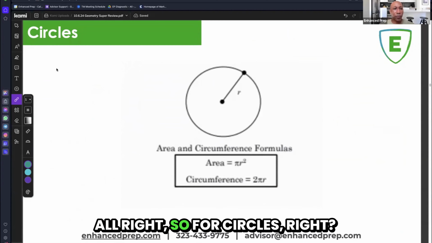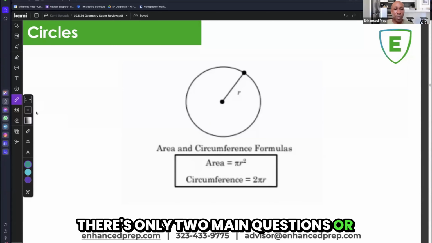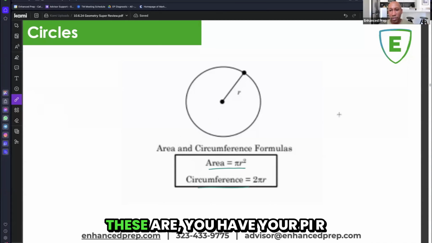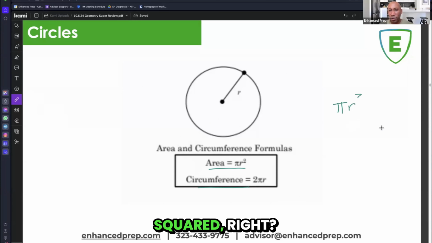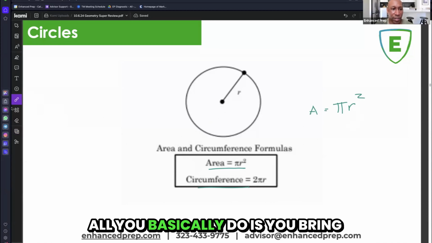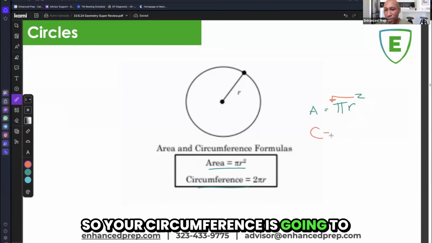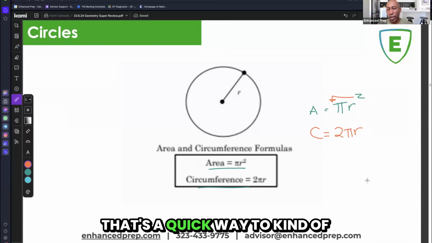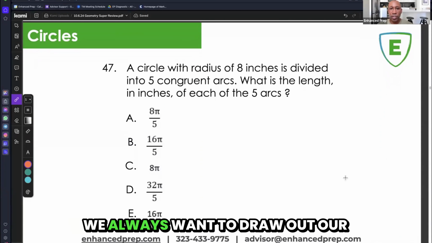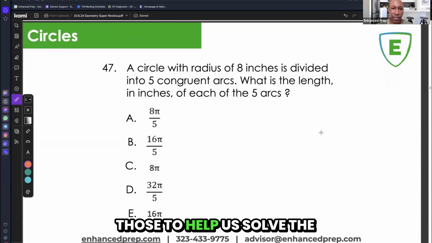Okay. All right. So for circles, there are only two main equations that you're going to need: the area of a circle and the circumference. A good way to remember these is you have your pi r squared for your area. And then for your circumference, all you basically do is bring that 2 from there to the front, so your circumference is going to be equal to 2 pi r. So that's a quick way to remember those two. When we're going through these questions, we always want to draw out our equations as much as possible and draw out our pictures, and then use those to help us solve the question, okay?